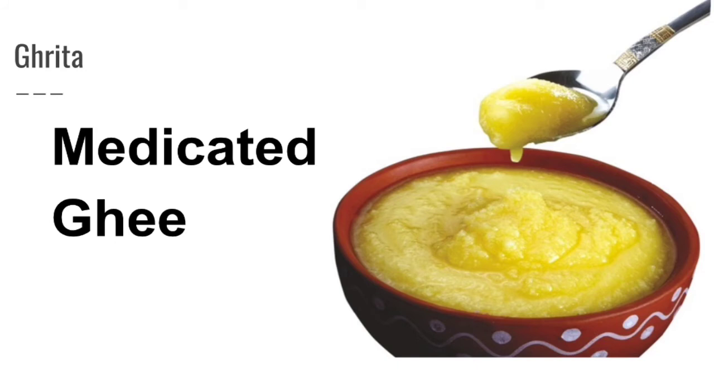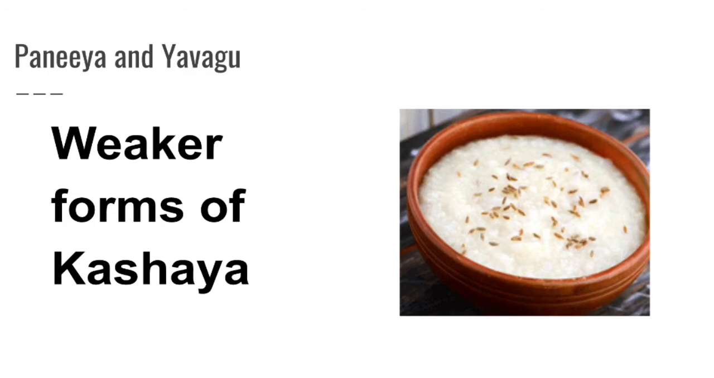So next is medicated ghee. In medicated ghee, we take ghee, add some herbs, and we boil it at a mild temperature, like low or medium flame, and then we administer this ghee.